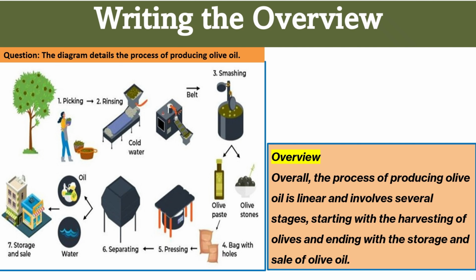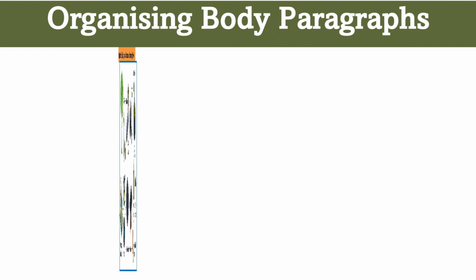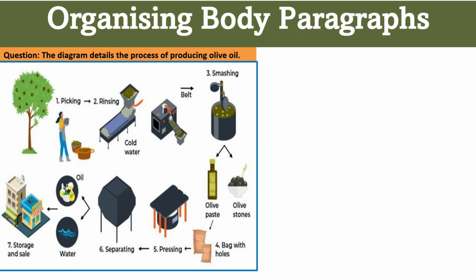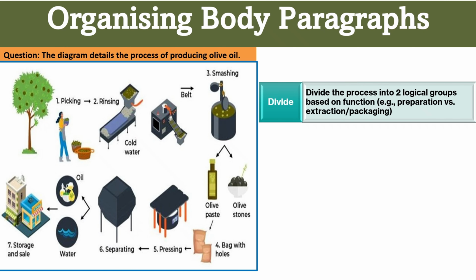Keep the overview to 1 or 2 sentences and avoid using numbers or detailed descriptions. Those come later. Once you have written your introduction and overview, it's time to write the body paragraphs. The key here is to group the stages logically. In this process, you can group the stages based on their function. For example, the first paragraph may describe the preparation steps, while the second focuses on extraction and packaging.